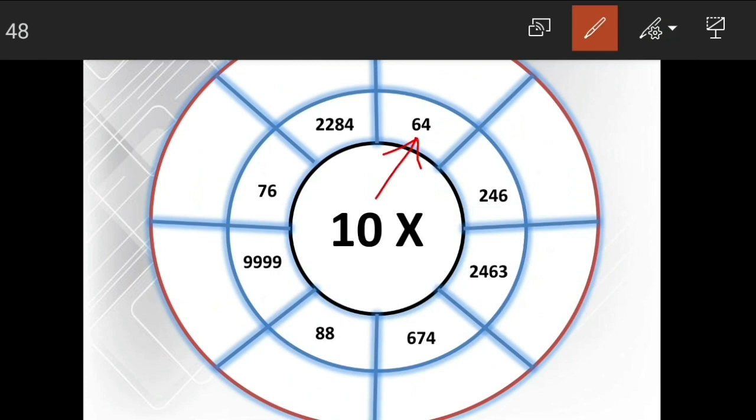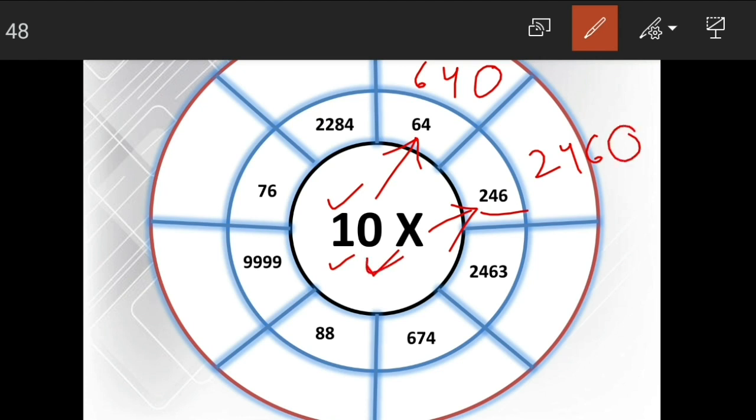64 into 10. So what did we just now discuss? 64 into 10 means first we will multiply 64 with 1. So it will be 64, and then because 10 has one 0, we will put 0 here. Now we will multiply 246 by 10. First, we will multiply 246 with 1. So it will be 246, and because 10 has a 0, we will add one 0 with the answer. Same way, you will multiply 10 with all the given numbers and you will write the answers here.